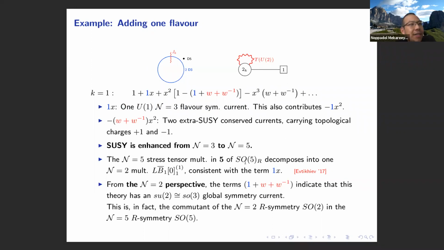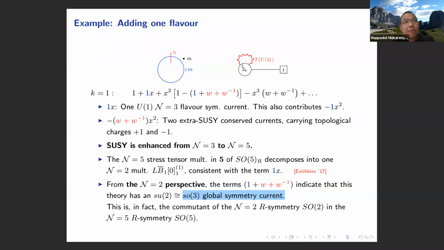The N=5 stress tensor multiplet decomposes into N=2 multiplets in a consistent way. So you get 1x consistently. It satisfies all the conditions we know about N=5 supersymmetry. Now, if you view this from the N=2 perspective, not the N=3 perspective, this term indicates that the theory has an SO(3) global symmetry current, indeed because there are 3 terms. This is indeed the commutant of the SO(2) symmetry inside SO(5), which is SO(3). So it is consistent with our observation that this theory has N=5 supersymmetry in the infrared.